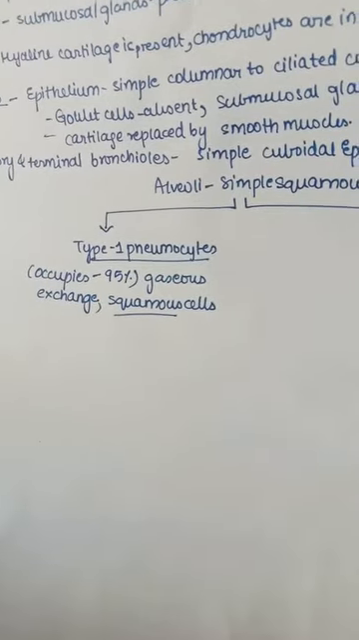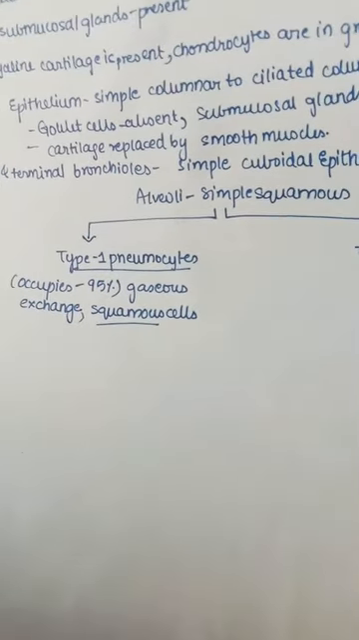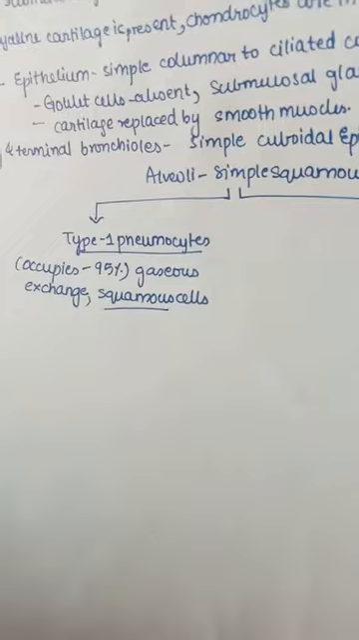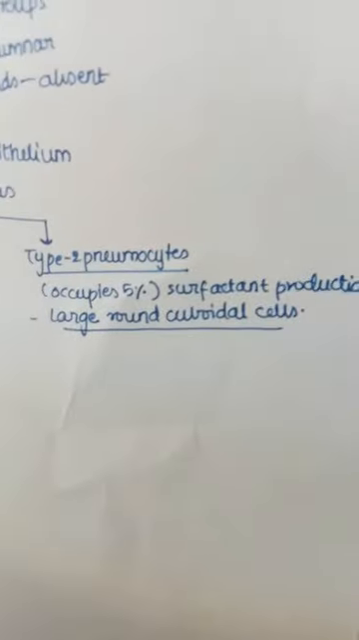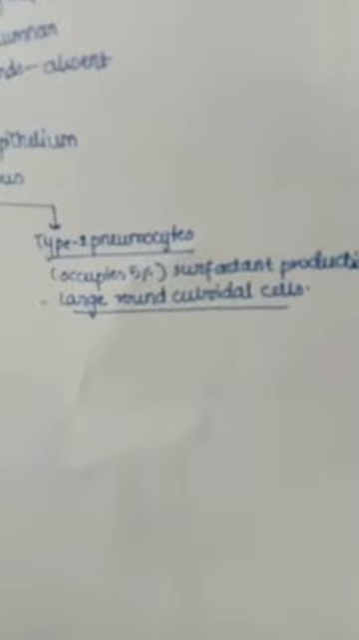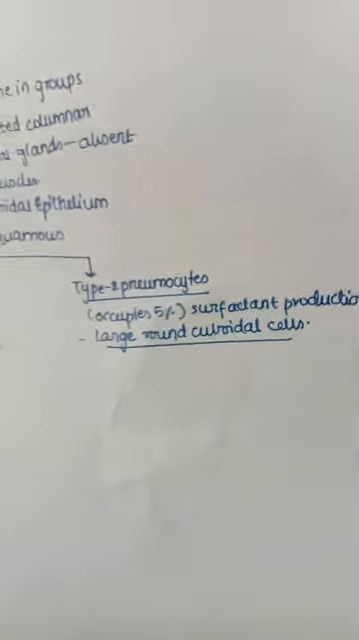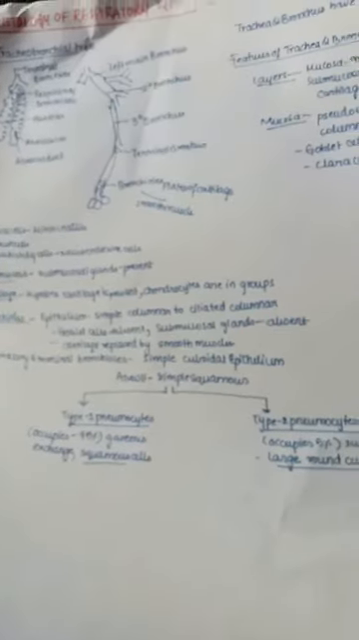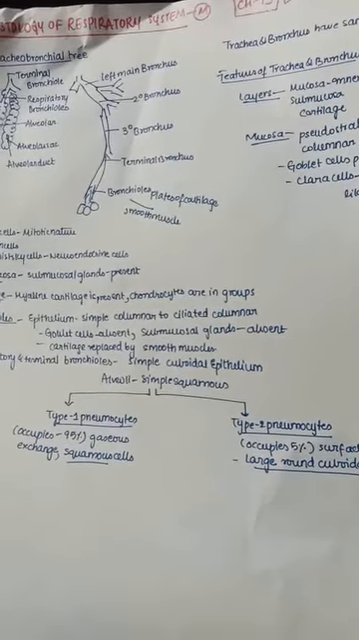Type 1 pneumocytes occupy about 95%, and they are useful for gaseous exchange, and they are squamous cells. Type 2 pneumocytes occupy 5%, and the surfactant is produced by them, and they are large, round, cuboidal cells. So this is all about the revision series of the histology of the respiratory system.